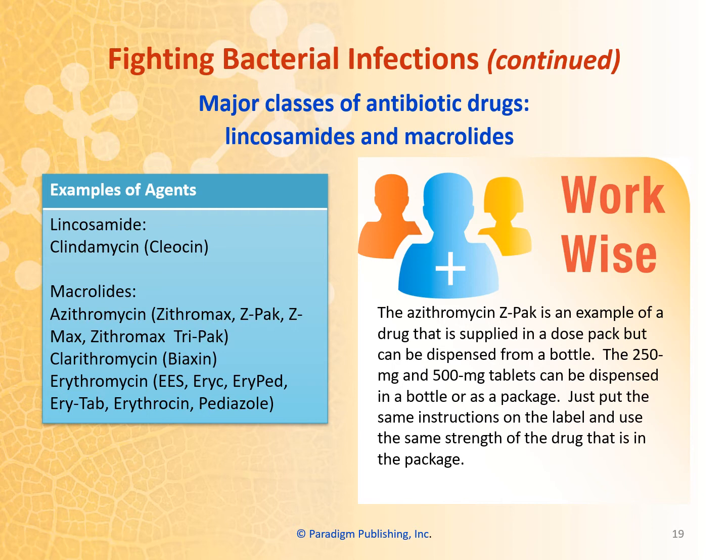The azithromycin Z-Pak is an example of a drug that is supplied in a dose pack but can be dispensed from a bottle. The 250 milligram and 500 milligram tablets can be dispensed in a bottle or as a package. Just put these same instructions on the label and use the strength of the drug that is in the package. Macrolides, the most common one that you're going to see, especially in a retail setting, is azithromycin. In a Z-Pack, those come pre-packaged in a unit dose, and the first dose will be 500 milligrams, and then the following doses will be 250 milligrams.